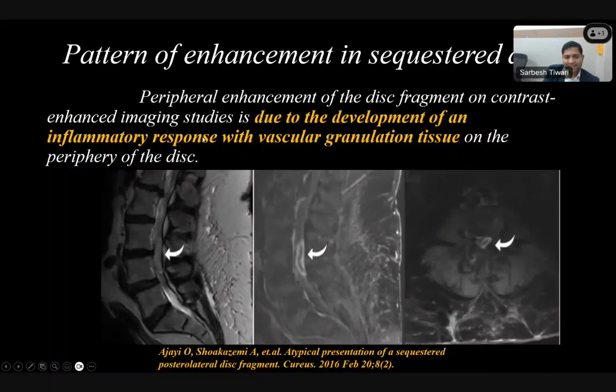What is the pattern of enhancement? A peripheral enhancement of the disc fragment on contrast enhanced imaging is due to the development of an inflammatory response with vascular granulation tissue on the periphery of the disc. So it is because of the inflammatory response and granulation tissue that you get this kind of peripheral enhancement.